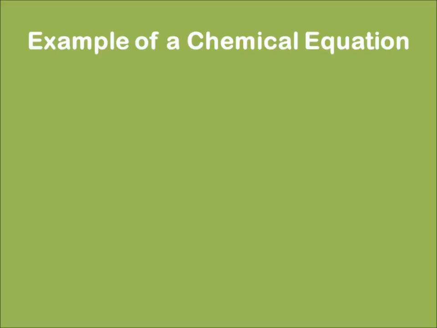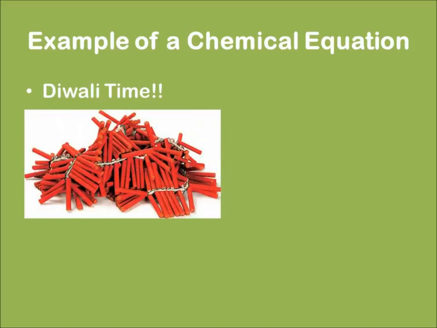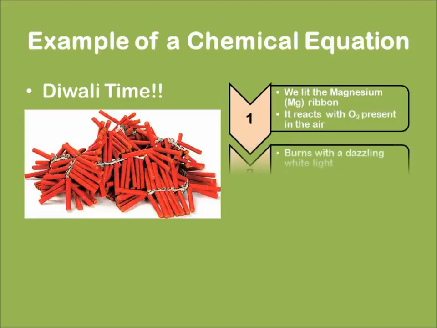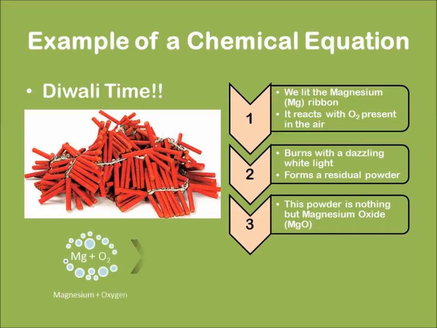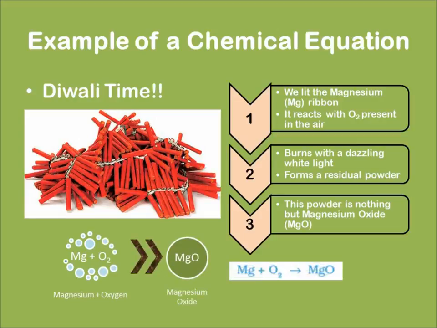Now let's discuss an example of a chemical equation. The same old example of Diwali. On the right of your screens, there is a list of what actually happens in this reaction. First we light the magnesium ribbon, then it burns with a dazzling light due to the presence of oxygen in the air and gives us a powder of magnesium oxide. A schematic has been shown below, and what we actually write on paper is the one which is highlighted in white. Mg plus O2 gives rise to MgO. This is a chemical equation.